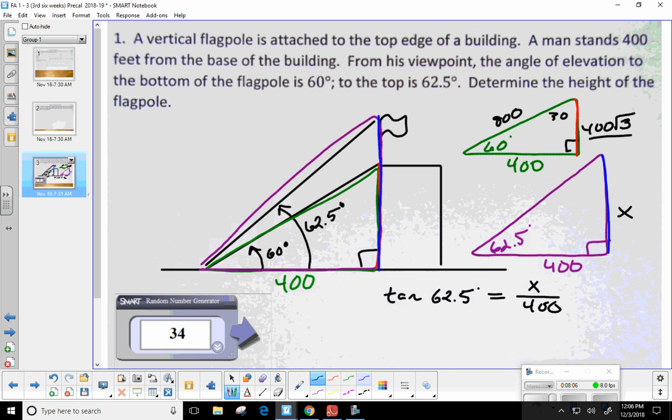Well, it's been a while. How would I solve an equation like that for x? I just multiply by 400. So times 400, times 400. So this expression here is going to give me the total height, the flagpole and the building. The other one, the 400 square root of 3, is just the building. If I subtract the 2, I'm going to have my answer. I don't even need to know what they are individually. I'll just put them in the calculator.